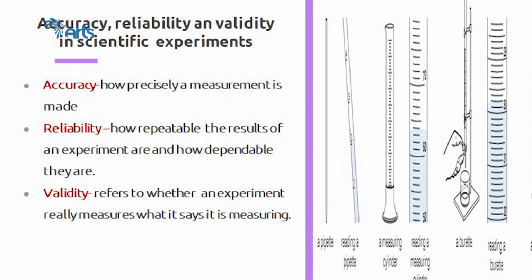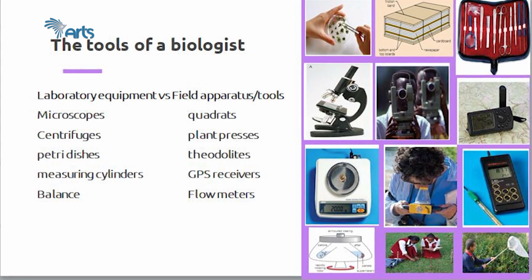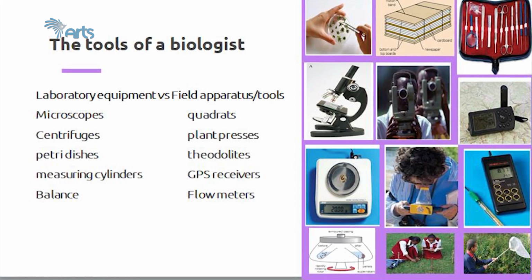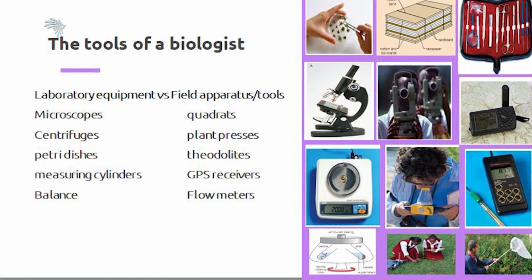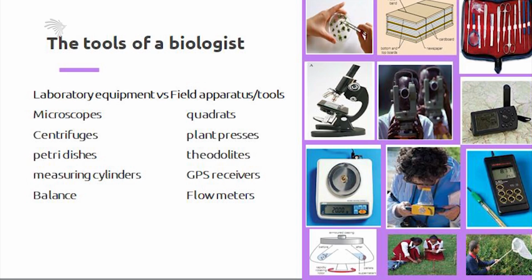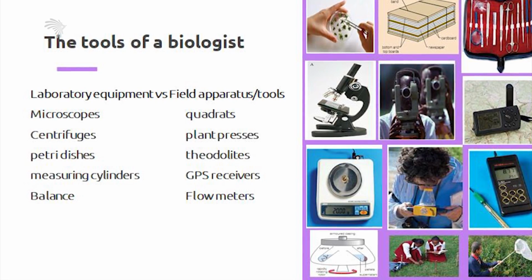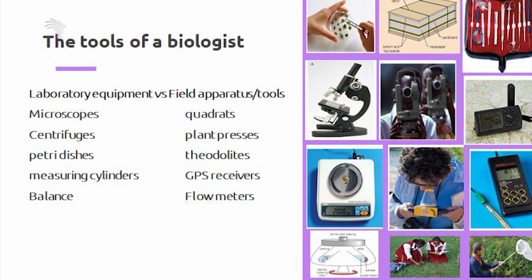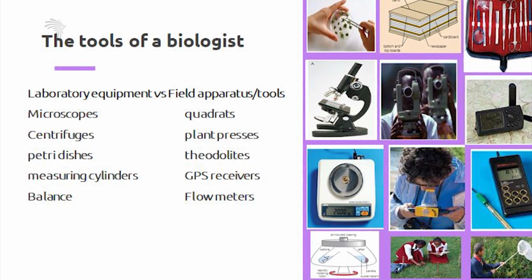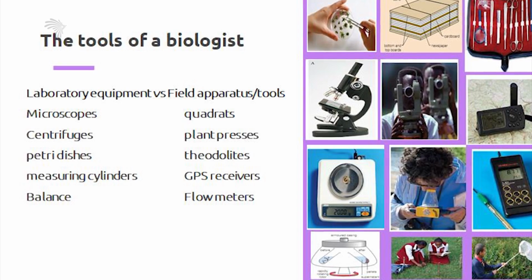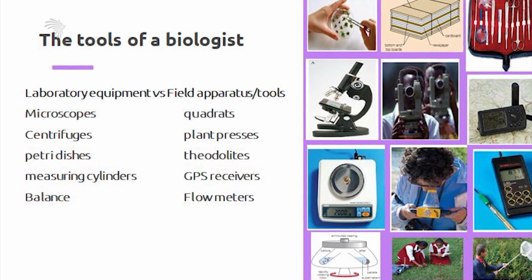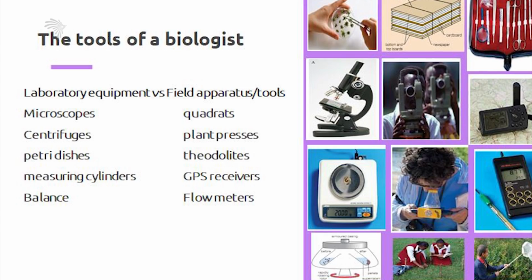Now we will consider the second aspect, that is the tools of biologists. So what are the tools of the biologist? The biologist's tools are classified into two: those used in the field, and those that are very important in the experimental lab. So these are different aspects, different ways the biologists use their apparatus or tools.